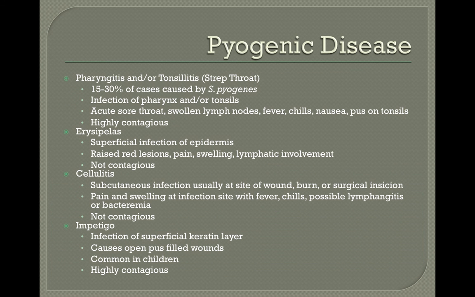Pyogenic disease refers to diseases that are directly caused by this pathogen. So first we have pharyngitis and/or tonsillitis, commonly known as strep throat. 15 to 30% of pharyngitis cases are caused by S. pyogenes. Most of the other cases are going to be viral. This presents as an acute sore throat, swollen lymph nodes, fever, chills. Children can present with nausea, usually just pus on the tonsils.